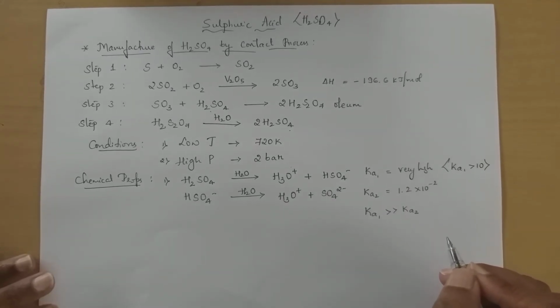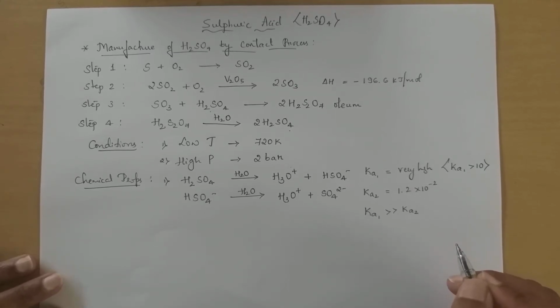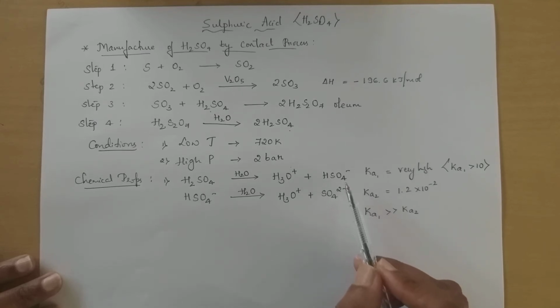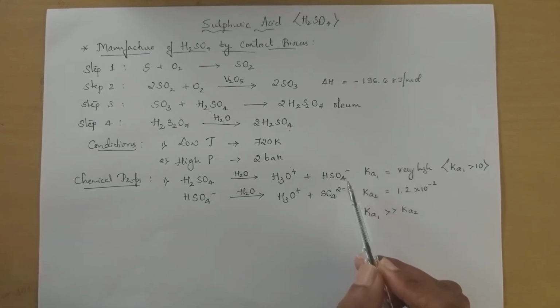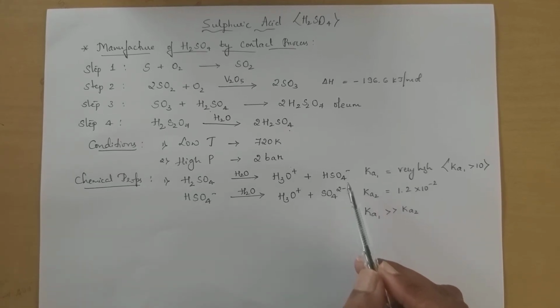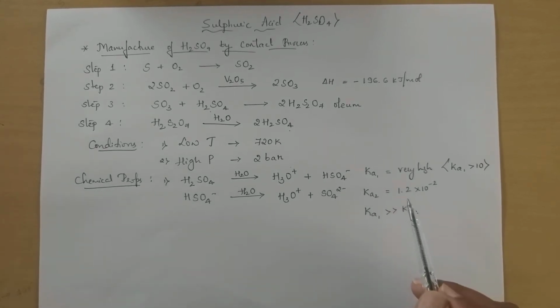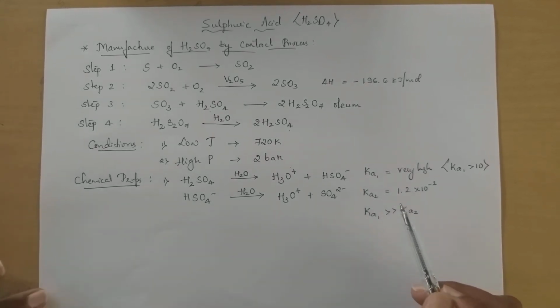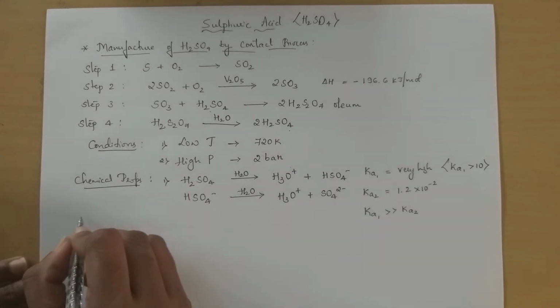That is because the bisulfate ion, with a negative charge, has less tendency to release H plus ions to water when compared to sulfuric acid. So this bisulfate ion has a negative charge, right? Hence its tendency to release H plus ions is less compared to sulfuric acid. Hence H2SO4 is more acidic in nature.